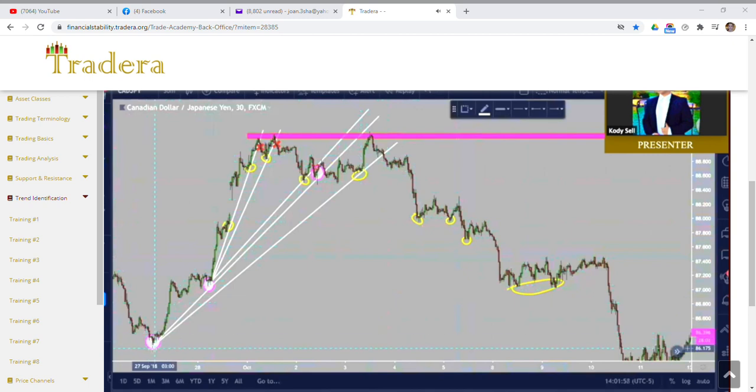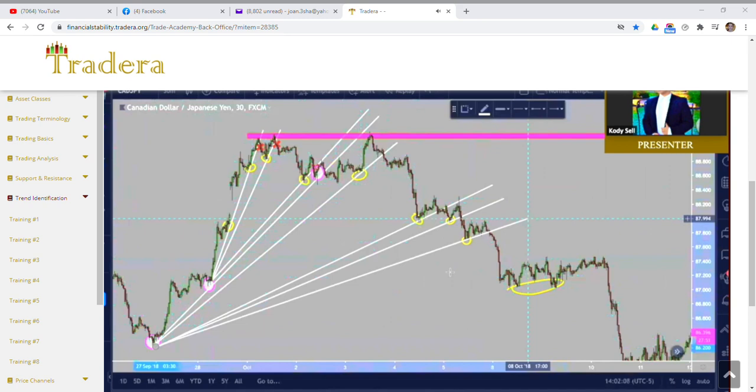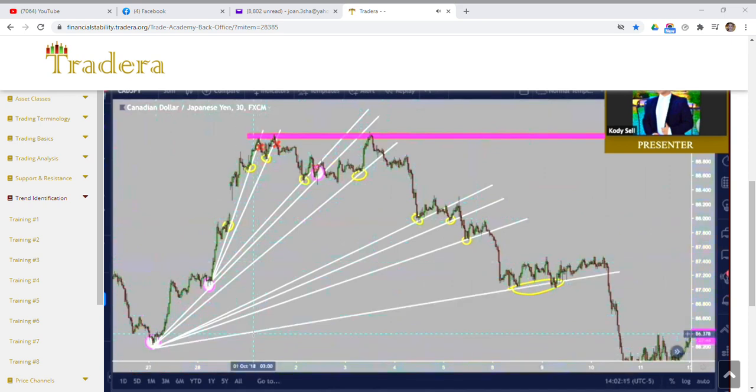So notice how each time a trend line forms here, it's breaking down, breaking down, breaking down. See this? This is how you know that your trend has reversed. This is how you follow a trend reversal. This is the key.